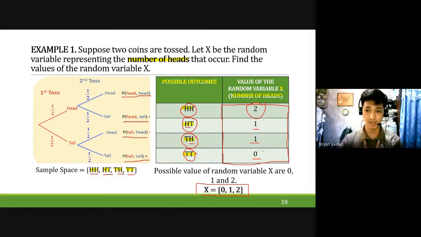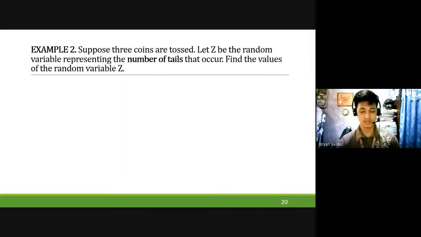Hindi natin pwede ilagay na 0, 1, 1, 2. Okay? Understood na yun na pag mayroong 1, possible na mayroong more than 1 na lumabas na gano'n na possible outcome. Okay? Sige, siguro hindi naman makukuha agad yun, no, sa isang example. So, let's proceed to another example.